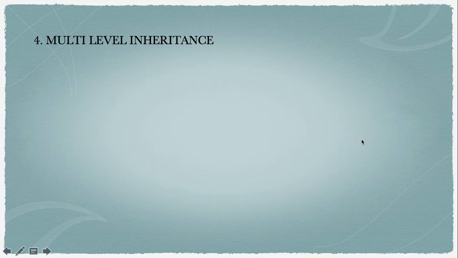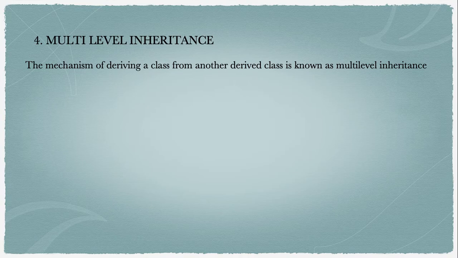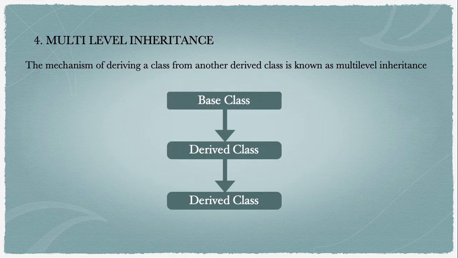Next, the fourth type is multi-level inheritance. Till the third one, we were using only two levels: a base class and a derived class. But if you are deriving classes in different levels, that means a derived class is also derived from another derived class, it is called multi-level inheritance. That means if you have one base class, that base class is deriving one derived class, and that derived class is also deriving another derived class. This kind of inheritance we call multi-level inheritance.